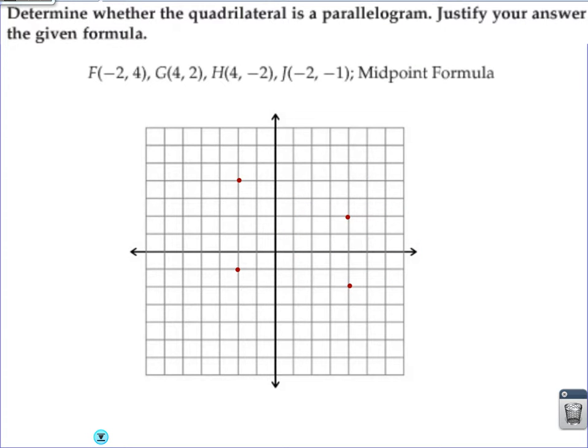Another, it says justify with the midpoint formula. How in the world are we going to justify this with the midpoint formula? The diagonals bisect each other. If the diagonals bisect each other, we know it's a parallelogram. But honestly, look at that. Is that going to be a parallelogram? Look, down 1 and over like 6 or 7, down 2 and over. No, it's not going to be.